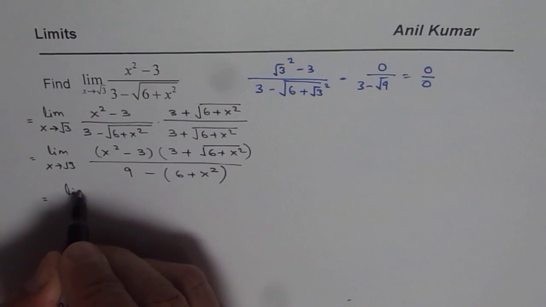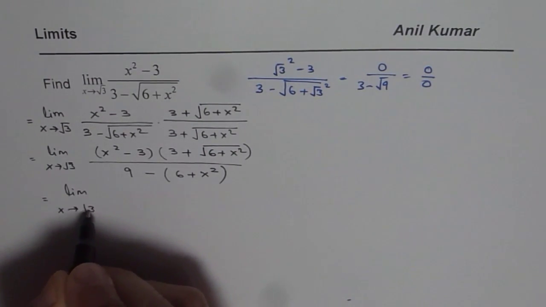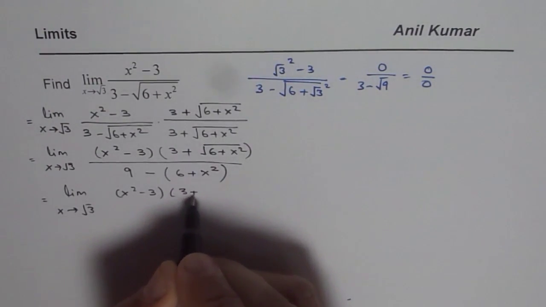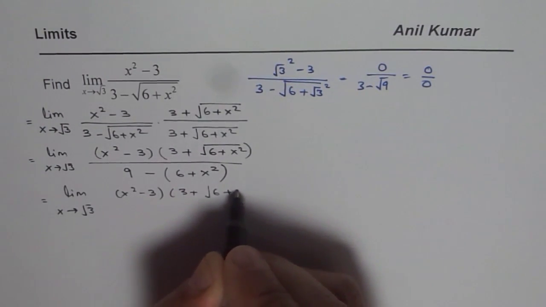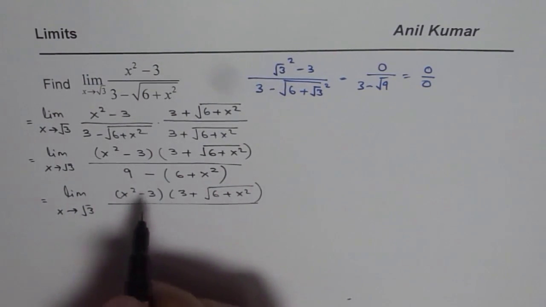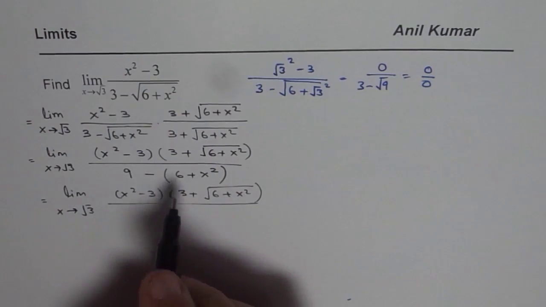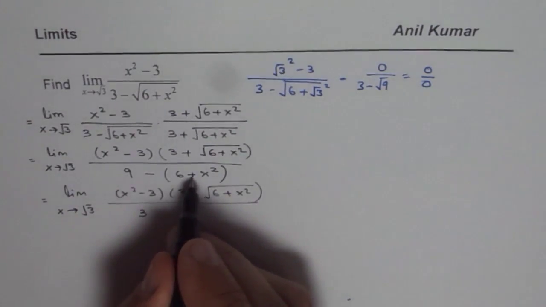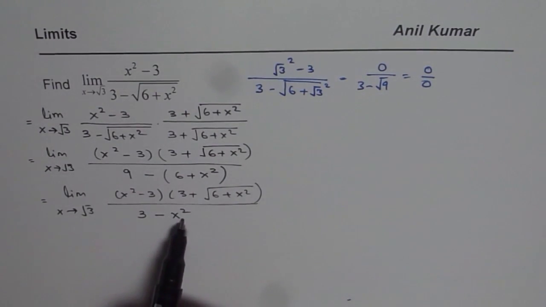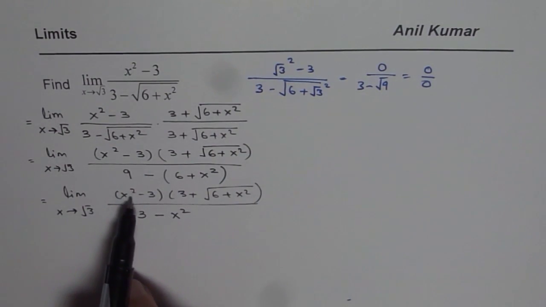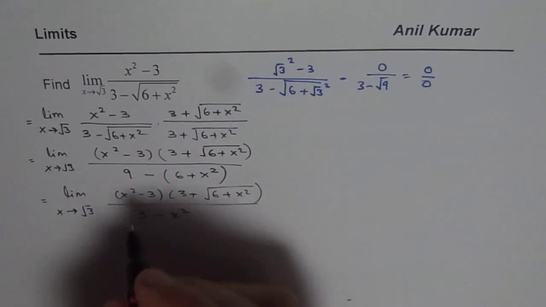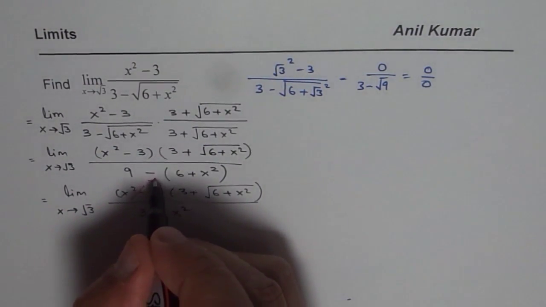Now in this particular expression, if I open the bracket, I get 9 minus x² as what? Let me write down. Limit as x approaches square root of 3. The numerator is (x² - 3) times (3 + √(6 + x²)), divided by, bracket close, 9 minus 6 is 3, and minus and plus becomes negative x². So what we get here is 3 minus x². In the numerator we have x² - 3, so they cancel out with a minus 1, correct? So they cancel out, and I could write this as minus 1.